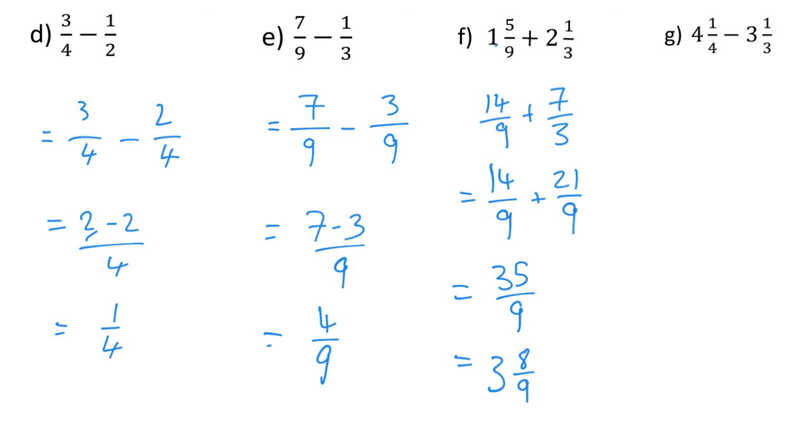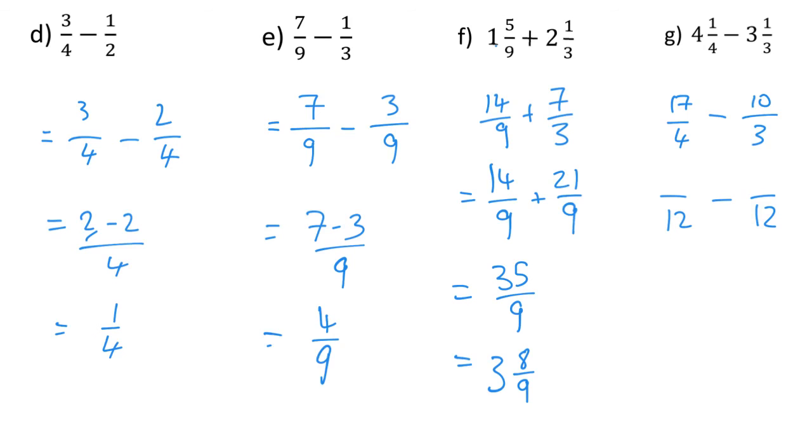And example G, we've got mixed numbers again. In 4 1/4, there's 1/4 in 1, so there's going to be 16 quarters in 4. But altogether we have 17 quarters. Minus, there's 3/3 in 1, so there's going to be 9/3 in 3. So altogether there's 10/3. Our common denominator between fourths and thirds is going to be twelfths.